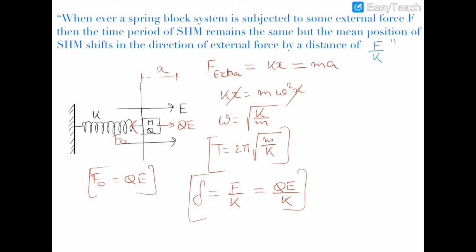Now there is another method which is very important to find out the time period of SHM. We just have to find out the extra force which is developed by displacing the particle initially, and that extra force must be equated to ma, where a is the acceleration which is equal to omega square x.